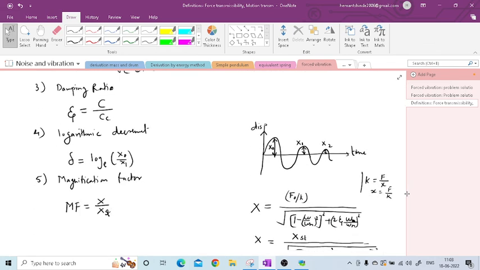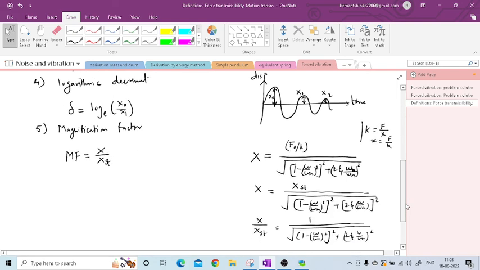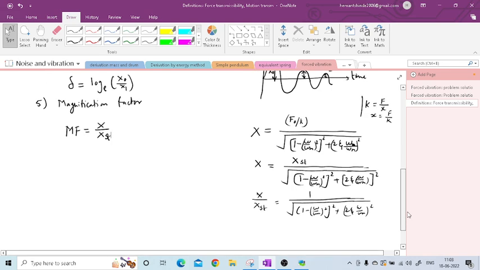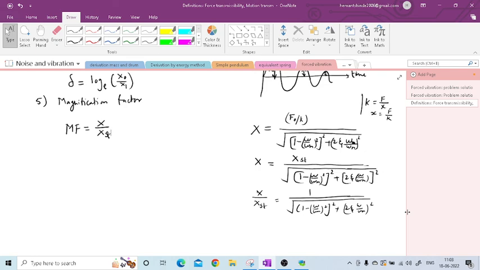It is the ratio of C by Cc, that is damping coefficient divided by critical damping coefficient. Next one, logarithmic decrement. It is the natural log of the ratio of successive amplitudes. And the last one, magnification factor. It is the ratio of x by xst, and this ratio is nothing but the magnification factor.